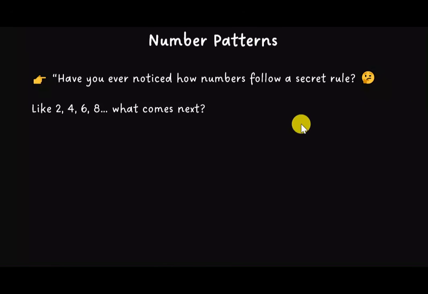Assalamu alaikum. This is Hira Zahir, your math teacher, and in today's lecture, we'll discuss number patterns and we'll solve some examples related to it. But have you ever noticed how number patterns follow a secret rule?